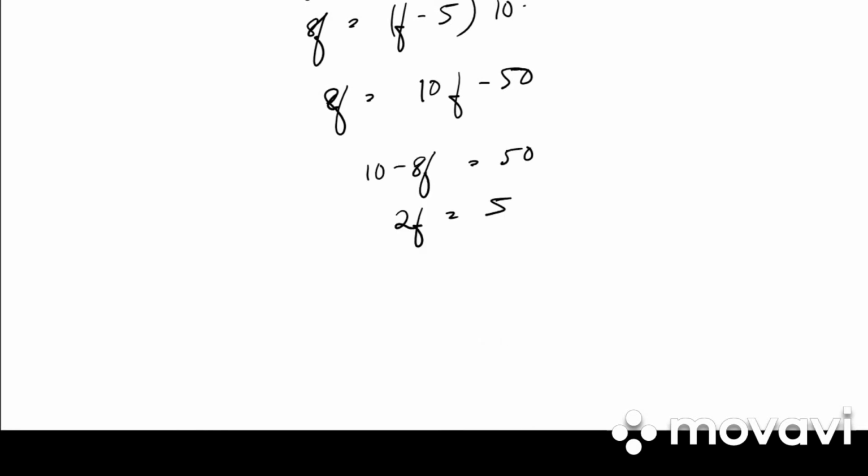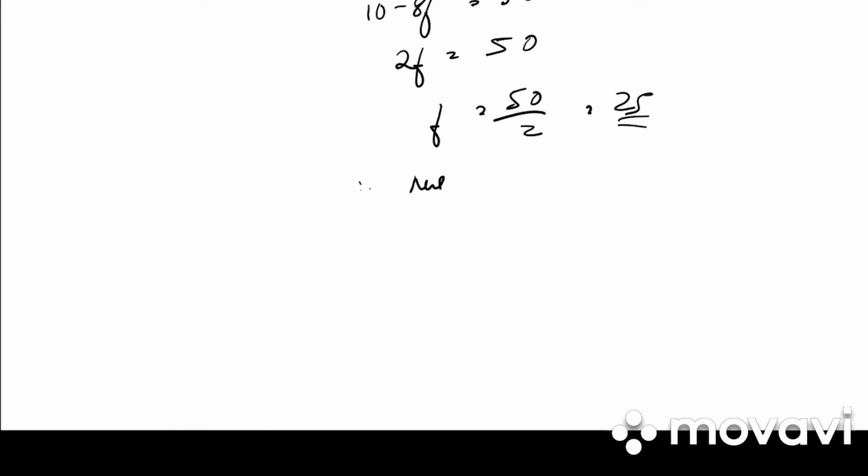2f is equal to 50. f is equal to 50 by 2, that is 25. Therefore, missing frequency is 25.